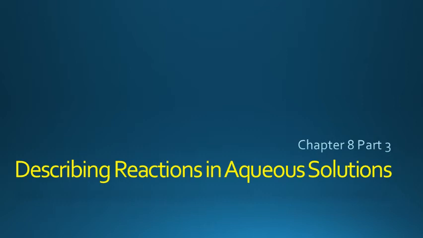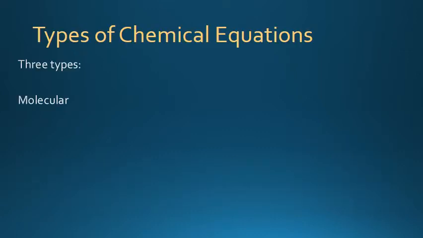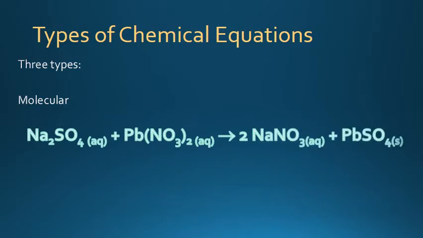Okay, now we're going to describe reactions more thoroughly, more completely, more than just the equation you've been using. There's three types of chemical equations that we are going to explore in this chapter. The first one is called molecular. This is exactly what you've been doing. You did molecular all through chapter 7. Molecular is what we've been addressing all along.